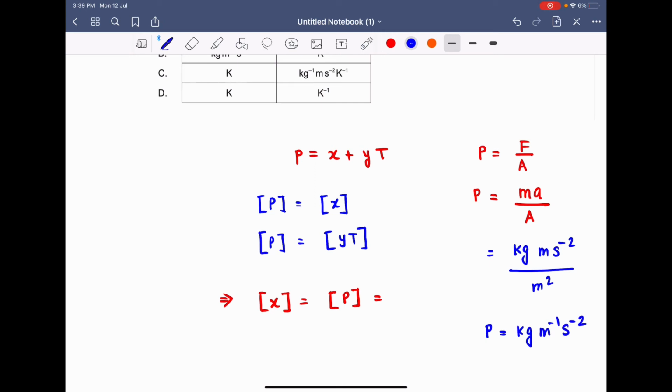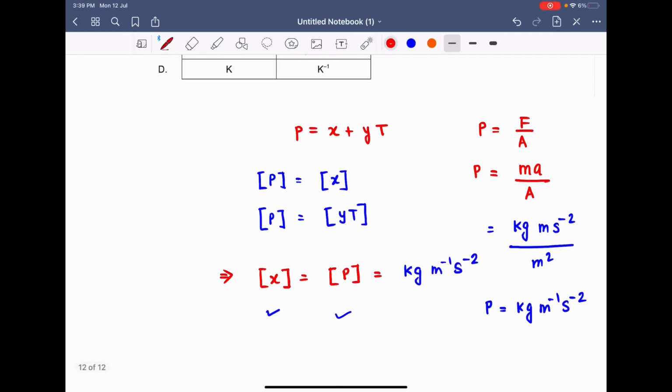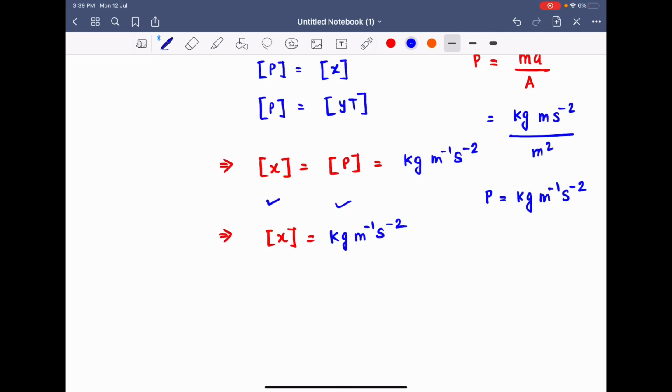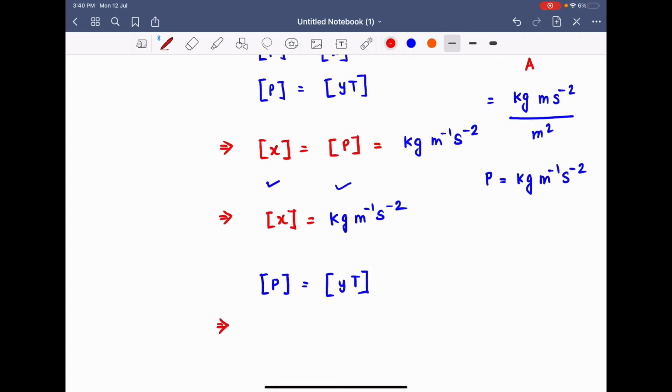So the fundamental unit of X should be equal to the fundamental unit of pressure P, which is kg meter minus 1 second minus 2. Now again we can write that the fundamental unit of P should be equal to the fundamental unit of Y times temperature T. What is the fundamental unit of P? We already got that: kg meter minus 1 second minus 2.